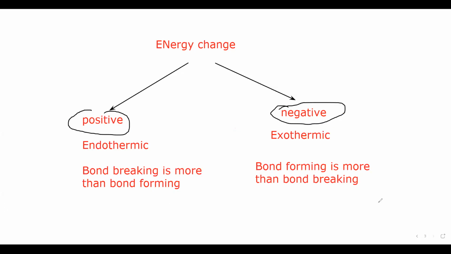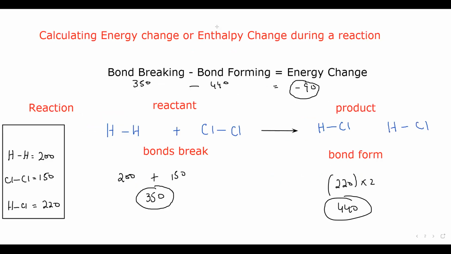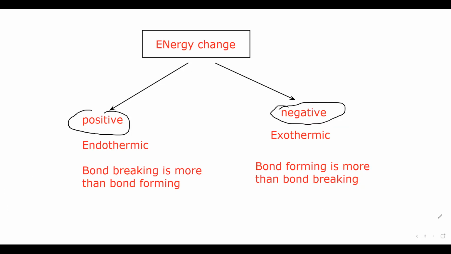So energy change during a chemical reaction can be positive or negative. If you are getting a negative answer, it means the reaction is exothermic. If you are getting a positive answer, it means the reaction is endothermic. So because we are getting a negative answer for energy change, this reaction will be exothermic. You should be able to identify, using the energy calculation, whether a reaction is endothermic or exothermic.